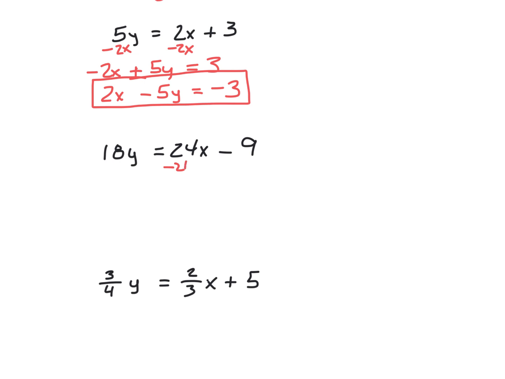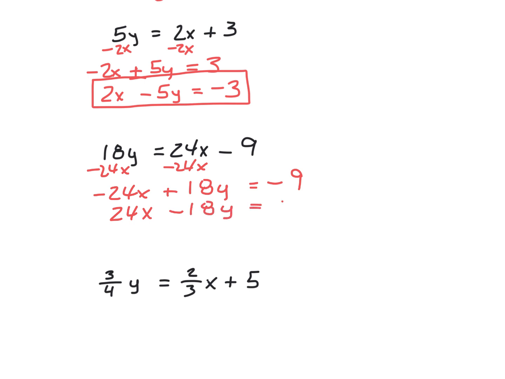Next one here, I'm going to subtract 24x. Giving me -24x plus 18y is equal to -9. It needs to be positive, so I could run a negative through the entire thing. That changes the sign on every term on both sides of the equal sign. And then realize 24, 18, 9, they all have a common factor of 3. So if I take a 3 out of each one, divide every term by 3, I'd have 8x minus 6y is equal to 3, and that is standard form.